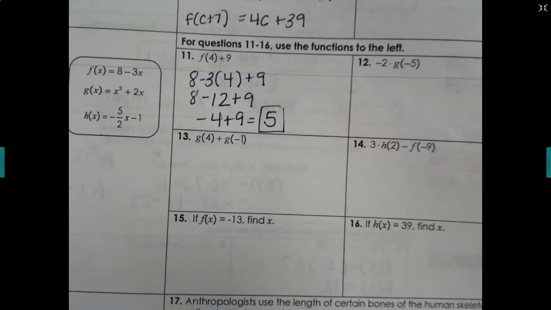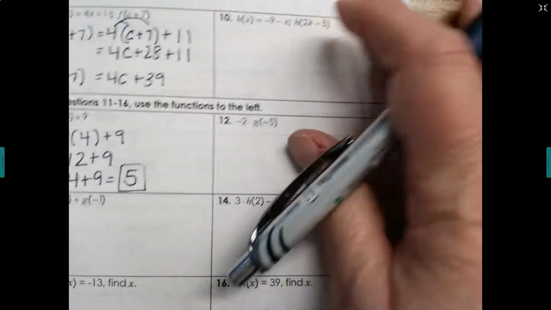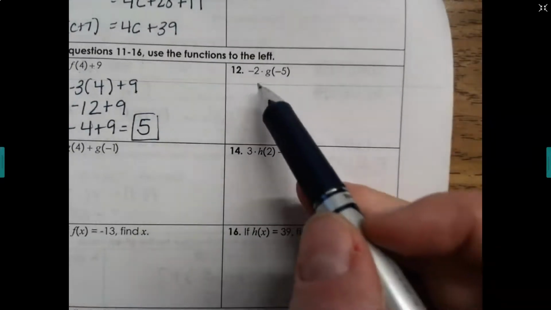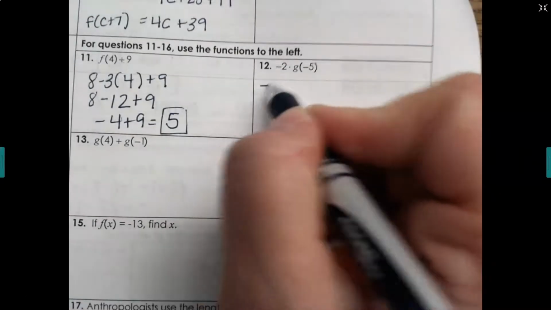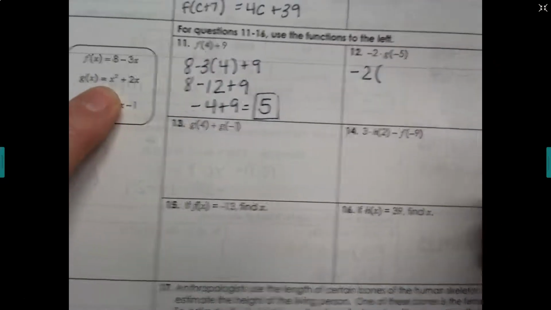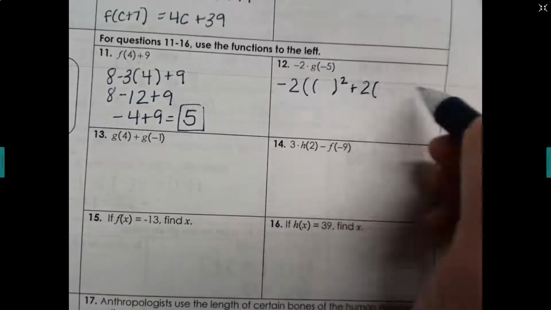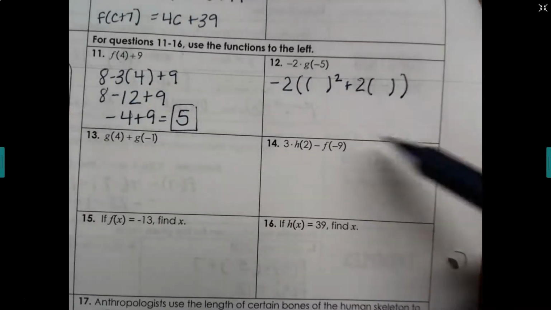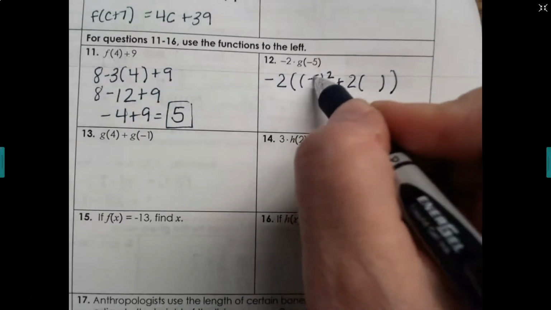All right, let's try another one. Let's try number 14. No, we'll do number 12, because number 14 can build to that. So number 12 says negative 2 times whatever g of negative 5 is. So negative 2 times g, which when I look back over here is x squared plus 2x, and negative 2 is going to multiply to all of that. So we want to get the inside first. We're plugging in negative 5.